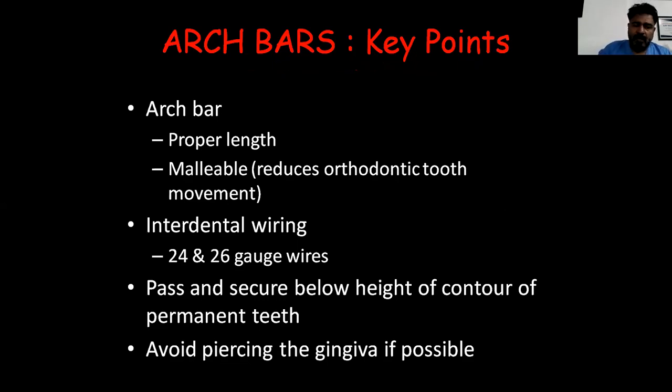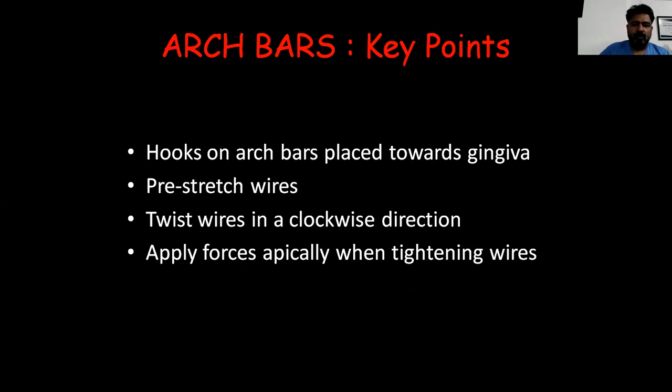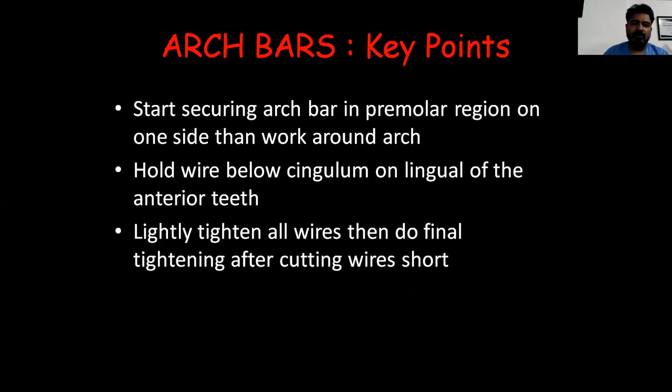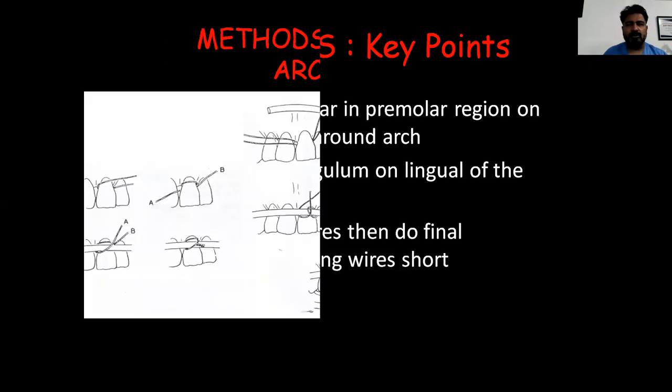Then interdental wiring of 24 to 26 gauge can be used. It is passed and secured below the height of contour of the permanent teeth to avoid piercing the gingiva if possible. Hooks on the arch bars are placed towards the gingiva, pre-stretch the wire. Twist the wires in a clockwise direction and apply force apically when tightening the wires. Then secure the arch bar in the premolar region on one side, then work around the other side. Hold the wire below the cingulum and lingual of the anterior teeth. Lightly tighten all the wires, then do final light tightening after cutting the wire short.